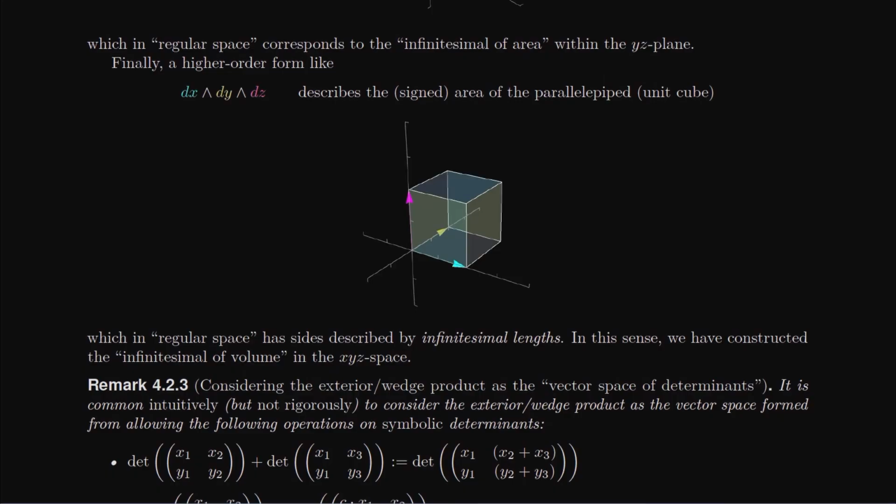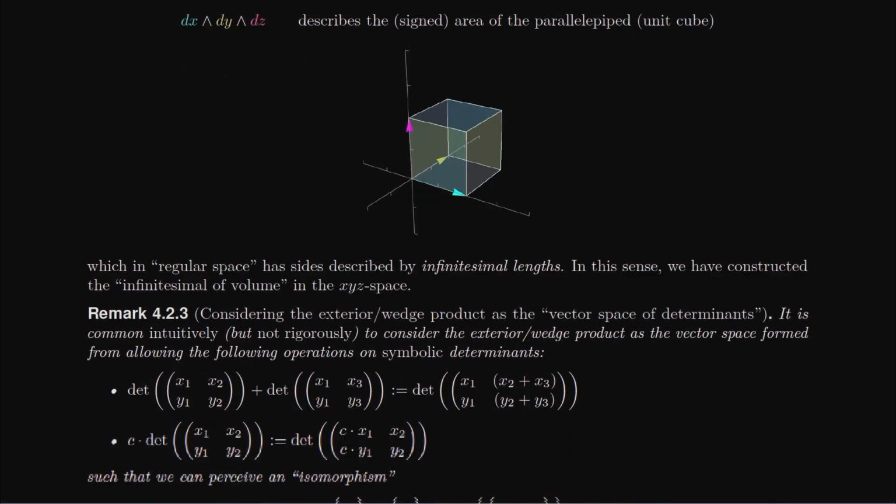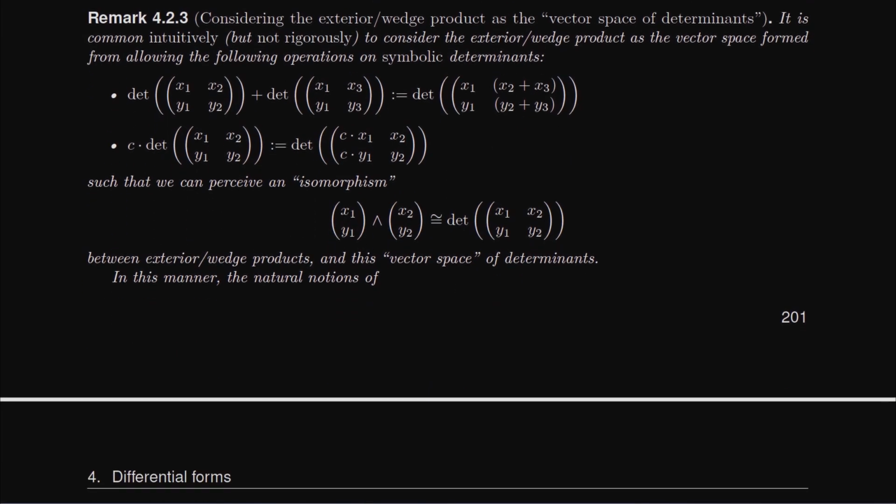And you can think about dx dy dz as the cube in three-dimensional space that moves outward by 1 unit in each direction. So I've got this last remark, and then we're going to finish up for the day. You can actually consider the exterior of the wedge product really as the vector space of determinants.